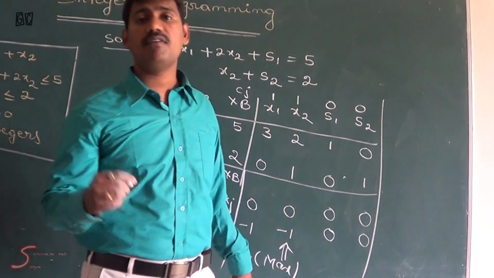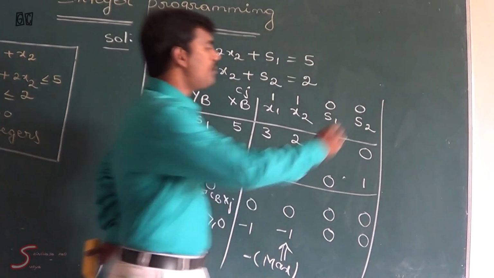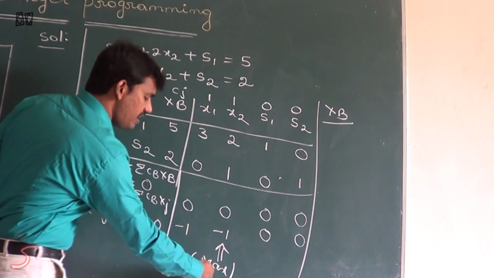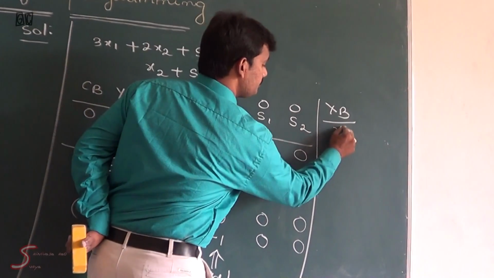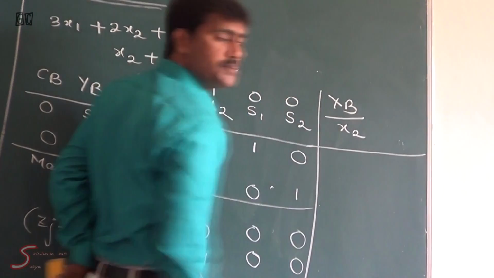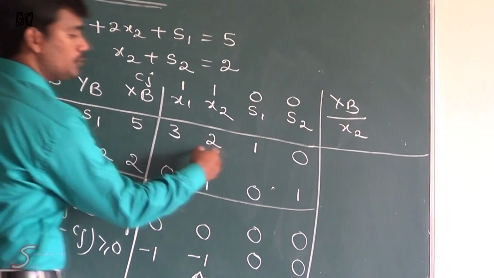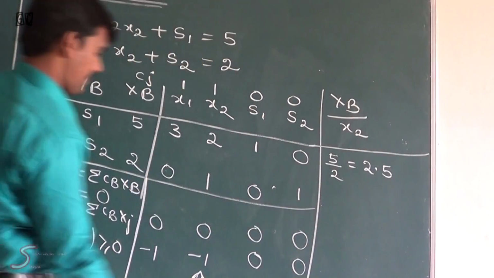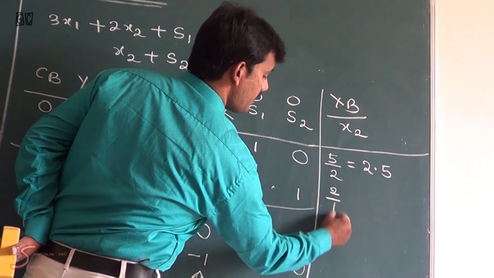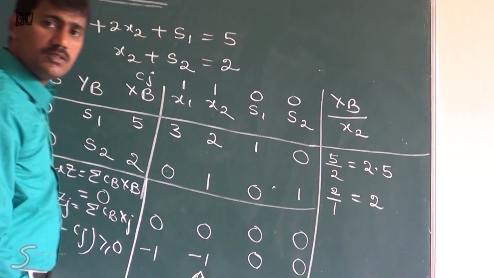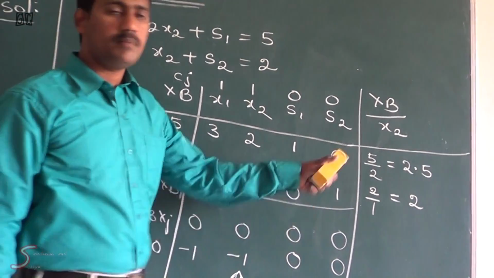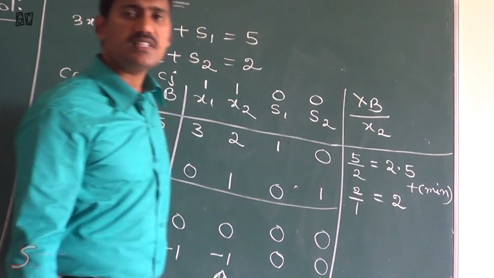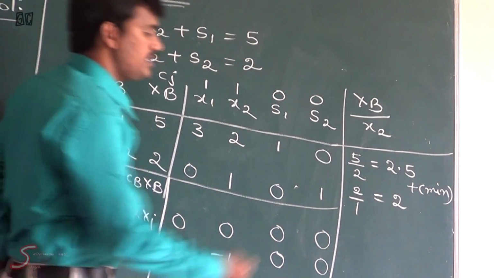After this we have the minimum ratio rule, that is xb by xj. What is xj? This arrow indicates x2. So this is xb by x2, that is 5 by 2, that is 2.5, and 2 by 1, that is 2. In this case, we take the minimum of the positive ratios. So what is the minimum from 2.5 and 2? Obviously 2.